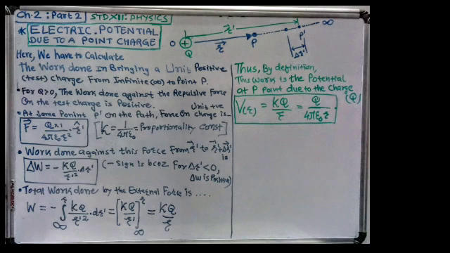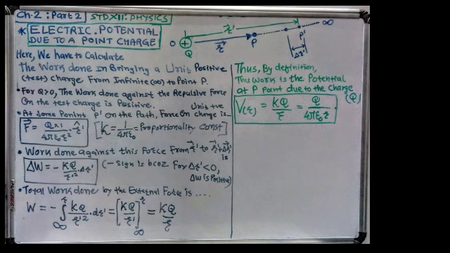Let us take potential due to a point charge. Consider a point charge Q at the origin in the figure. Take Q to be positive. Here we calculate the work done in bringing a unit positive test charge from infinity to the point P. Here Q's value is greater than 0.